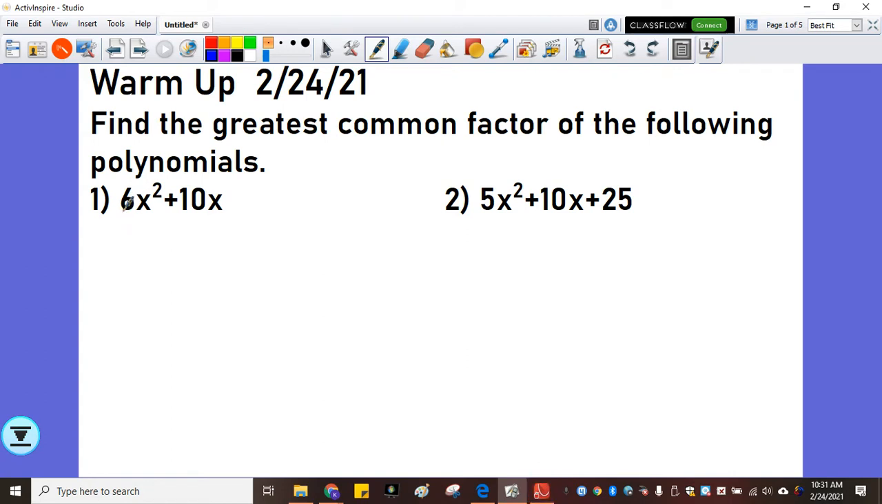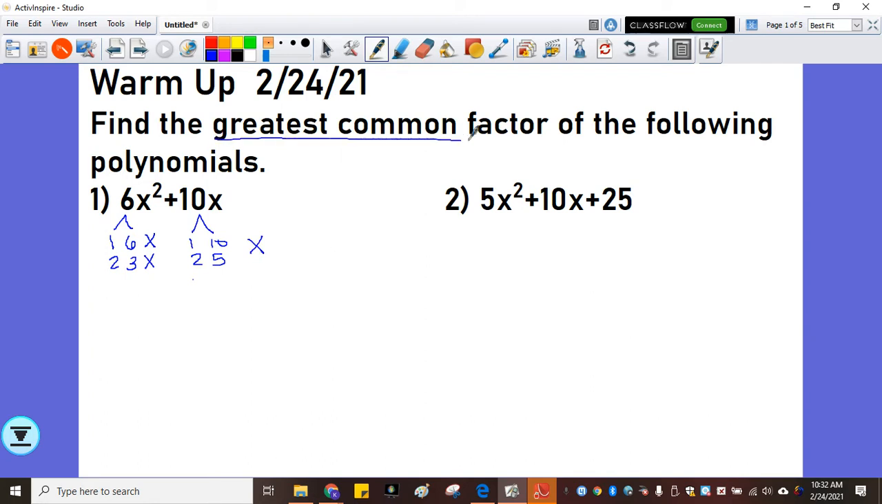So factors of 6: 1 and 6, 2 and 3, and there's 2 x's, x and x. Factors of 10: 2 and 5. Whoops, I skipped 1 and 10. Always try to do that. 1 and 10, 2 and 5. 3 doesn't work and 4 doesn't work. And then this one has 1 x.